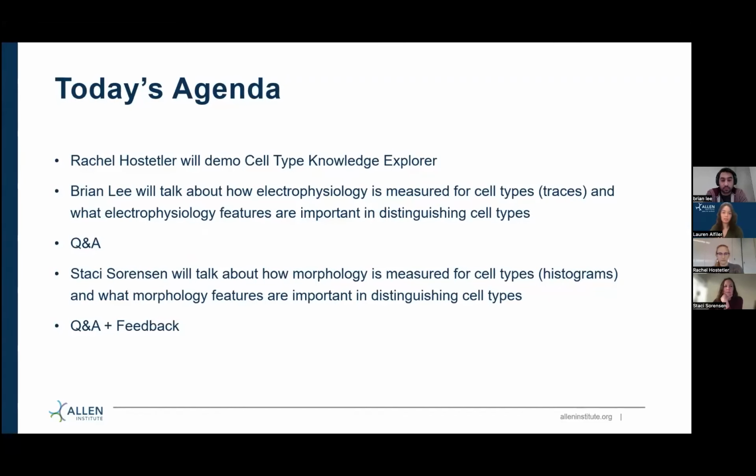Today's agenda, so Rachel's going to start out with just going over the Cell Types Knowledge Explorer and how to access some of the Patch-Seq data there. Brian Lee will talk about the EPhys portion of Patch-Seq and also give a broad overview of what Patch-Seq is. Then we'll stop for 5 to 10 minutes for questions if anyone has questions about what they saw about the Cell Types Knowledge Explorer or EPhys. And then Stacy will talk about how morphology is measured with regards to Patch-Seq and why morphology is important. And with that, we'll kick it off to Rachel.